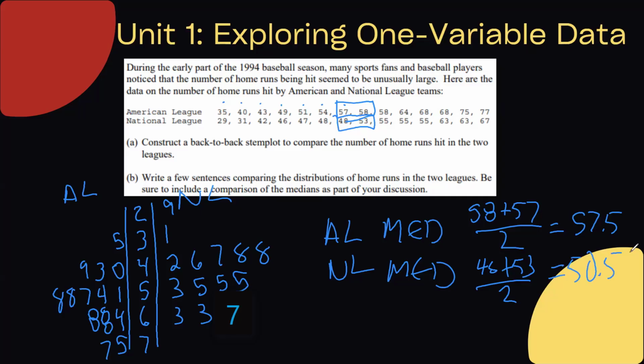50.5. Also, the low value for the National League is much lower than the low value for the American League. So it's like 29 versus 35. Also, similar thing with the high values. The American League at 77 is much higher than the National League at 67.